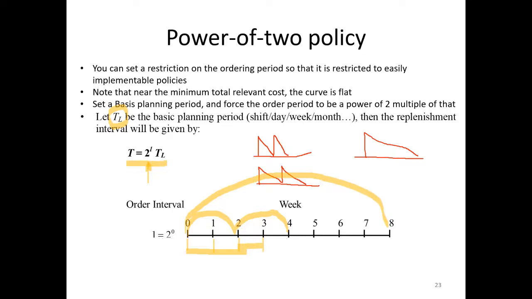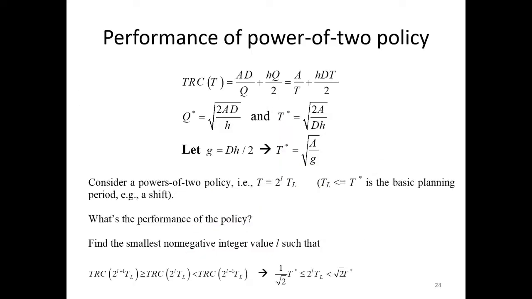So this means for each individual item, I can have an ordering cycle that's not necessarily the optimal value for that item, but a value that's close enough to it, such that it can be expressed as 2 to the power L, where L is an integer value, times a basic time period, which is T sub L. The question is, if we apply the power of two policy, what would be the performance of this policy for the different items?